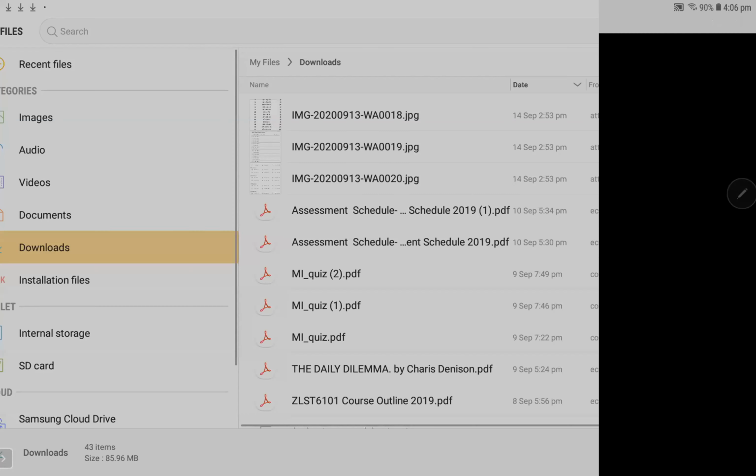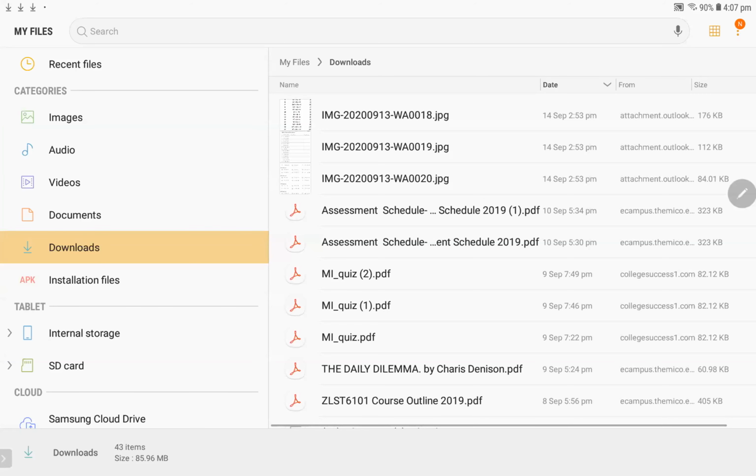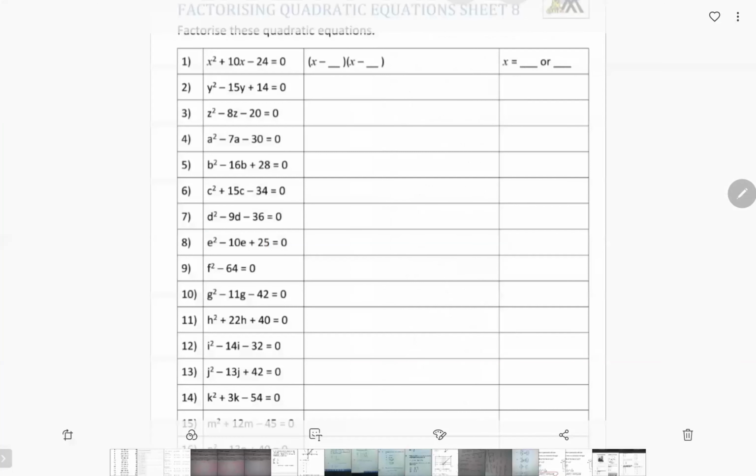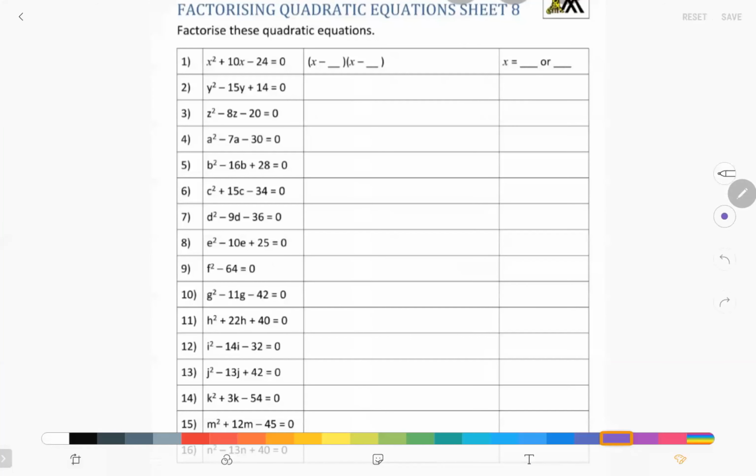Let's go back and see. Which one is it? Oh, it took me like a JPEG, so I can't do anything. All right, no problem. We can work with it just the same. Let's see what we can do right here.